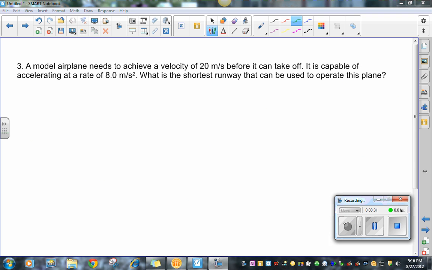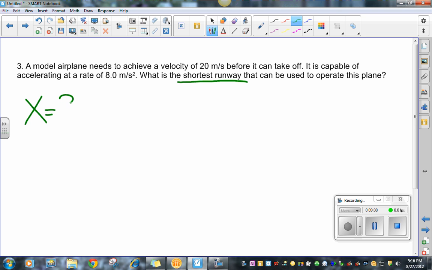Our third and final problem: a model airplane needs to achieve a velocity of 20 meters per second before it can take off. It is capable of accelerating at a rate of 8 meters per second squared. What is the shortest runway that can be used to operate this plane? So runway, shortest. We want to know how far it can go, the shortest displacement or distance it can travel. So if we know that, we know we're trying to find x.